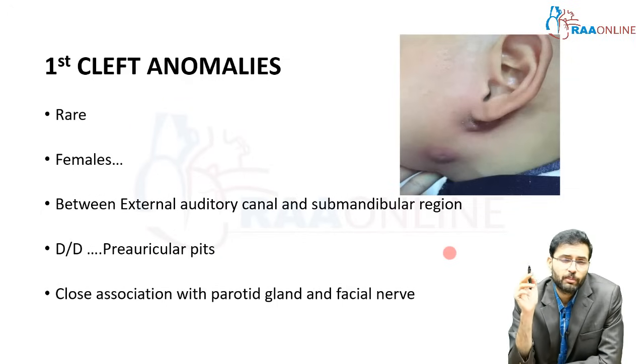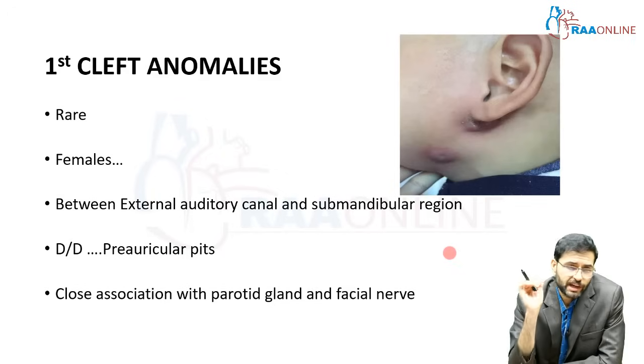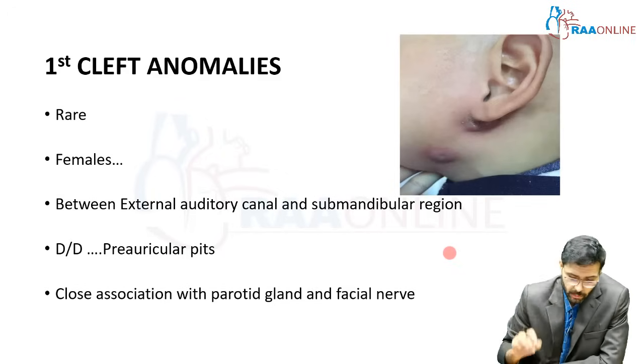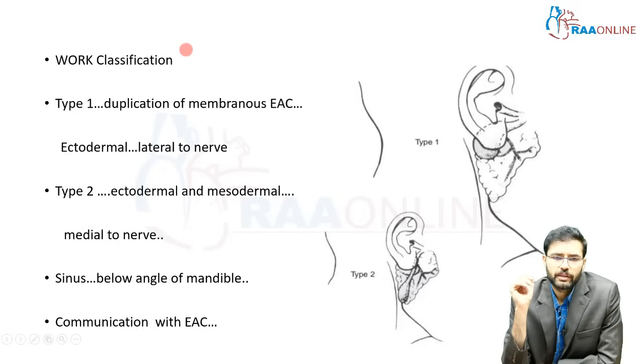First cleft anomalies. First cleft anomalies are extremely rare, usually common among females, and they extend between the external auditory canal and the submandibular region. The most important differential diagnosis for first cleft anomaly is a preauricular pit. There is a very close association of these anomalies with the parotid gland and the facial nerve. Very important. There is something called the Work classification which subdivides first branchial cleft anomalies into two different types.